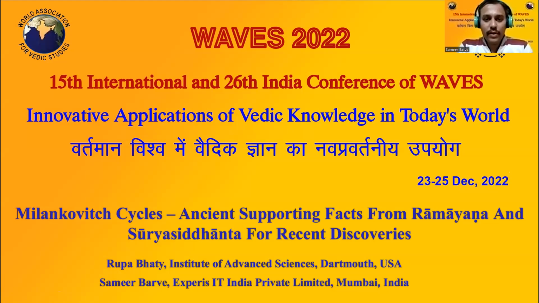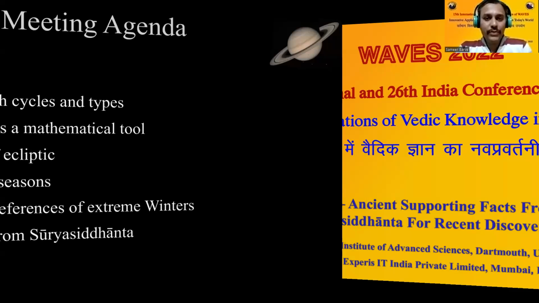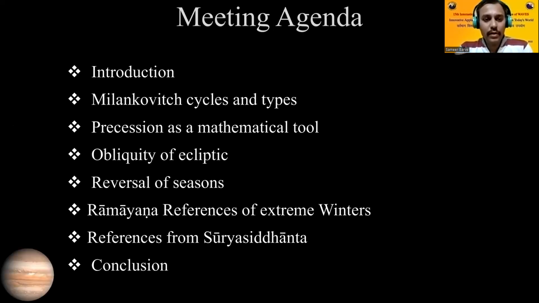So moving on to the first slide, I would like to explain our meeting agenda, what it is all about. The first part would be introduction. I will just introduce how it goes. Then what is Milankovitch cycles and different types of it. Then precession as a mathematical tool. Then obliquity of ecliptic, reversal of seasons. Then Ramayana references of extreme winters. Then Surya Siddhanta references, and finally the concluding slide. So this will be my agenda, and both of us will take you through the presentation one by one for every slide.